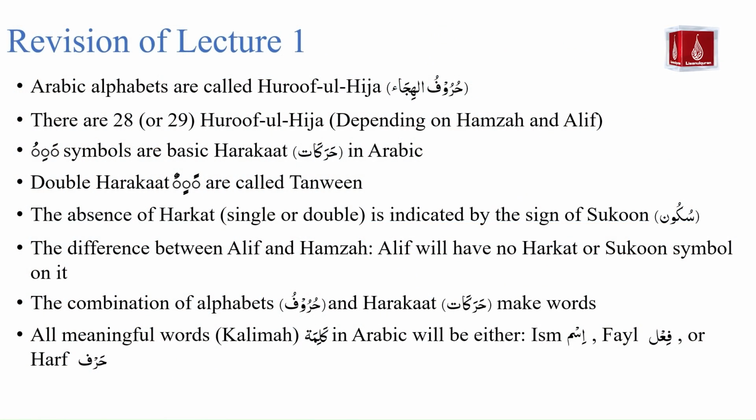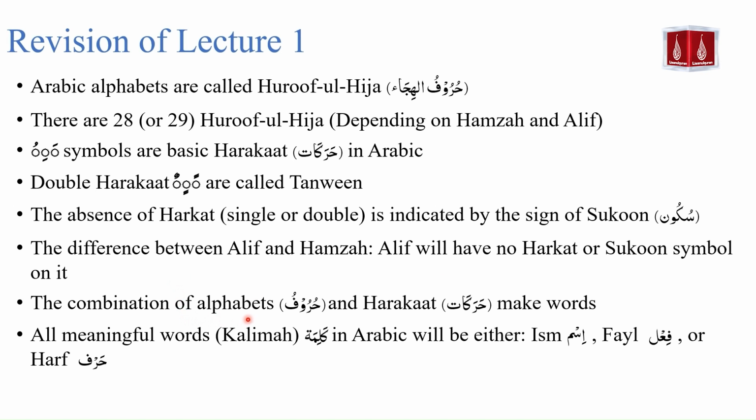First of all, let us revise what we learned in lecture 1. We learned about the Arabic alphabets, or huruful hija. We learned that these are 28 or 29 in number, depending on alif and hamza. Pesh, Zair, Zabar symbols are basic harakat in Arabic. Double harakat are called tanween. The absence of a harakat, single or double, is indicated by the sign of sukoon. The difference between alif and hamza is that alif will have no harakat or no sukoon symbol on it.